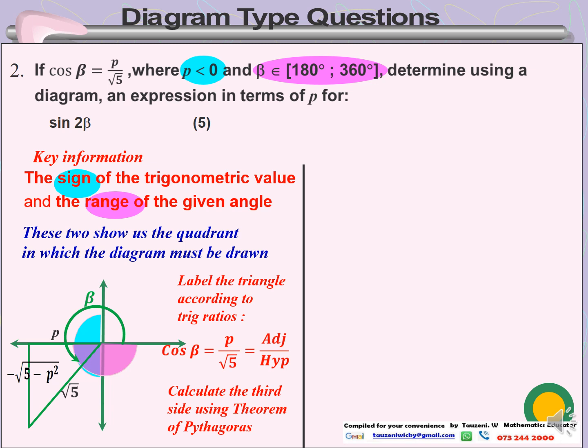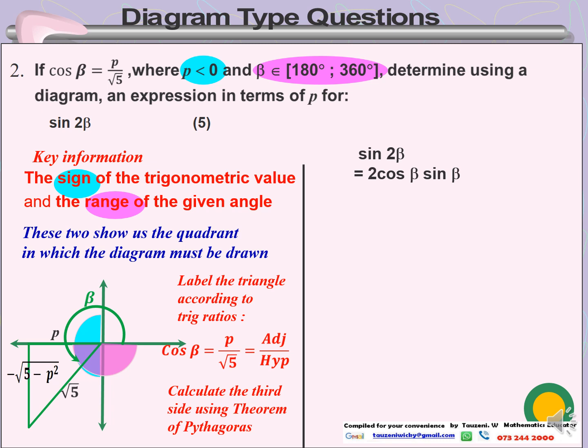We want to find the value of sine 2B. Look at 2B in this expression and compare with the diagram that we have drawn. We have drawn the diagram using angle B. Cos B is equal to P over root 5. But the question is asking us to find the value of sine 2B. Now, in that case, you have to use double angle identities. We can't read the value of sine 2B from a diagram that has been drawn with angle B. We can only link them using double angle identities.